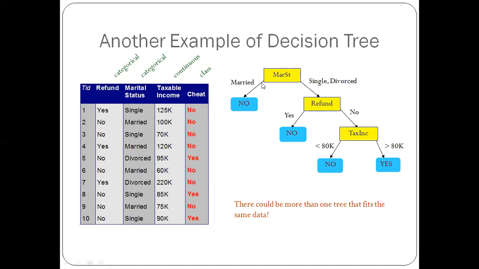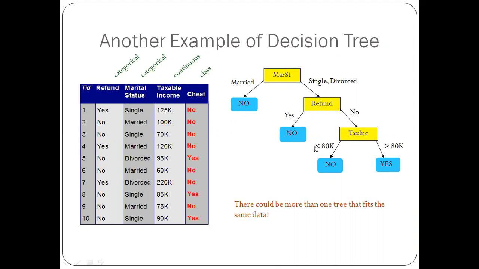For those whose marital status is married, the class label is no, that is, they have not cheated. And for the single and divorced, we have chosen the next splitting attribute, that is refund. For those who are single or divorced and have done the refund, the class label is no. And for the people who are single and divorced, we have chosen one more splitting condition, that is taxable income.